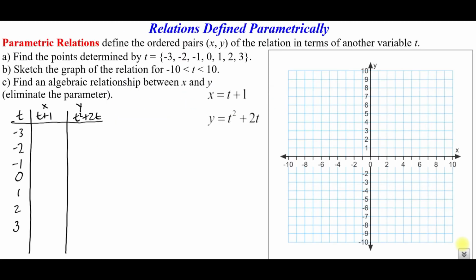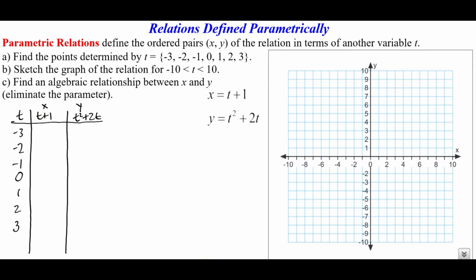Parametric relations are ones that are defined such that the ordered pair is given in terms of another variable t. So we usually have two equations, an x equation and a y equation, written in terms of another variable t. We have an example here where x equals t plus 1 and y equals t squared plus 2t. So we're going to do three things: find points, sketch the graph, and find an algebraic relationship between x and y, which is sometimes referred to as eliminating the parameter.